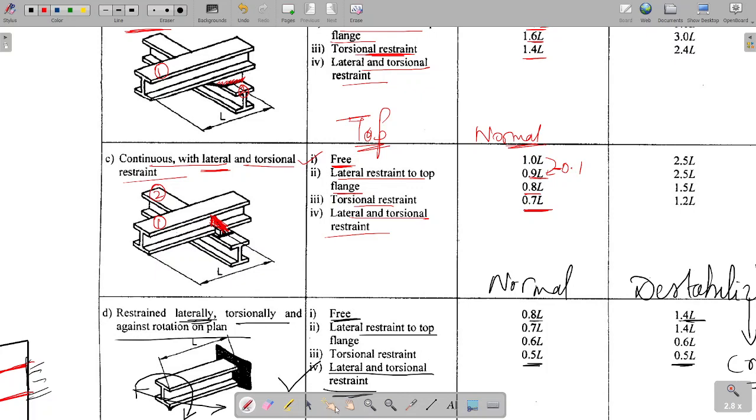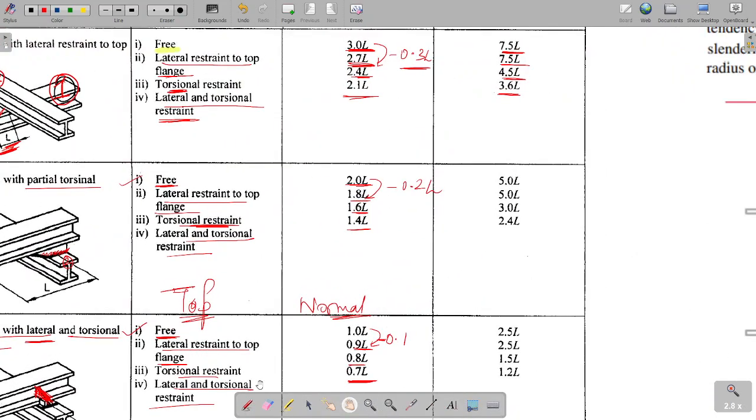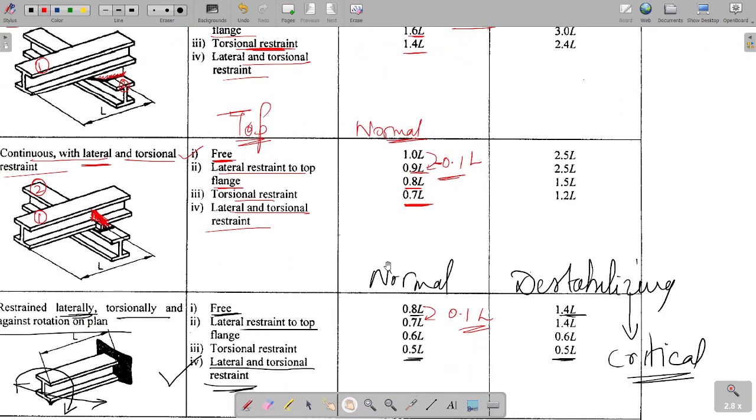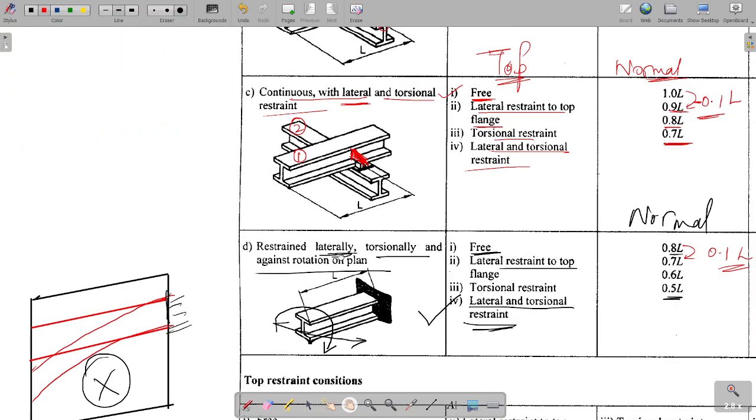And the D case जो हम पढ़ चुके हैं, इसमें भी 0.1L से decrease हो रहा है. So one case it was decreasing by 0.3L, then 0.2L, then 0.1L, and again last one also 0.1L. So just remember the first one free, and remember all the other cases. Okay, then free, then lateral restraint to top flange, then torsional restraint, and then lateral and torsional restraint. And we are talking about top in this case.